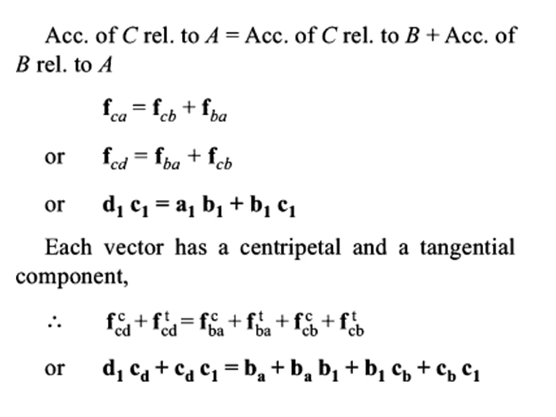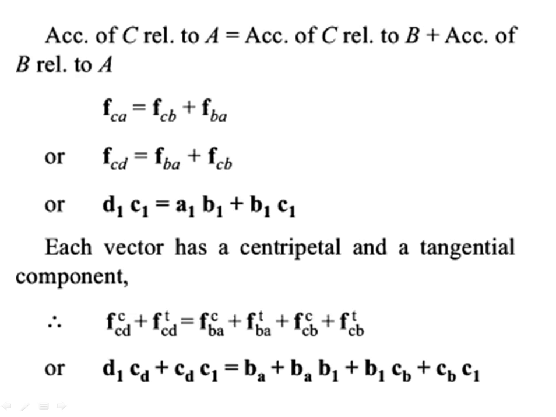plus B1 C1. Now each component has to be converted into two parts, that is two components. So each vector has a centripetal and a tangential component. So in the last class we discussed about that. So one will be FC and one will be FT, centripetal and tangential. Okay, so the same thing: FCD equals FBA plus FCB. Now each term you express by two components.